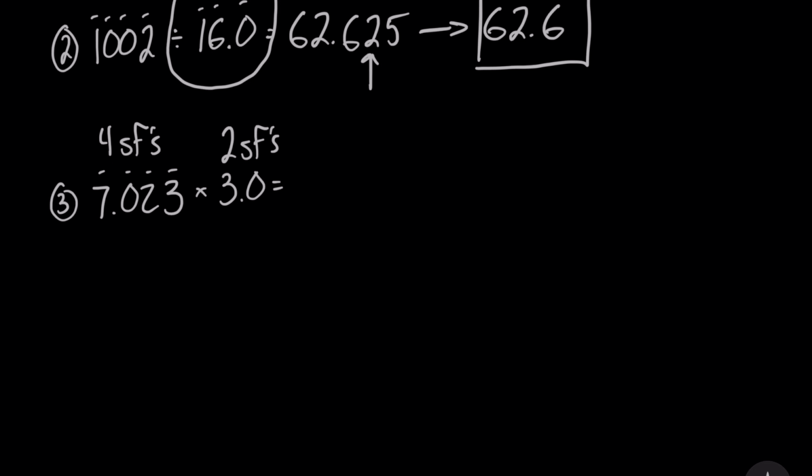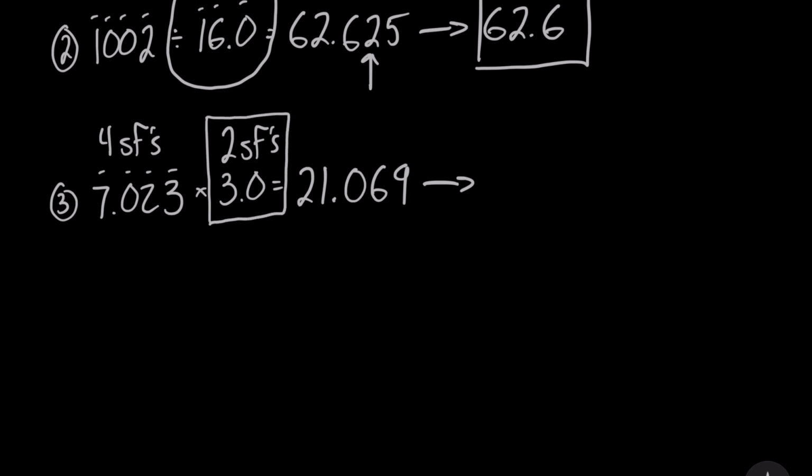If you type in 7.023 multiplied by 3.0 into a calculator, you will get an answer of 21.069. But since we have this number with only 2 sig figs, we have to round our answer to 2 significant figures. So this will round down to 21.